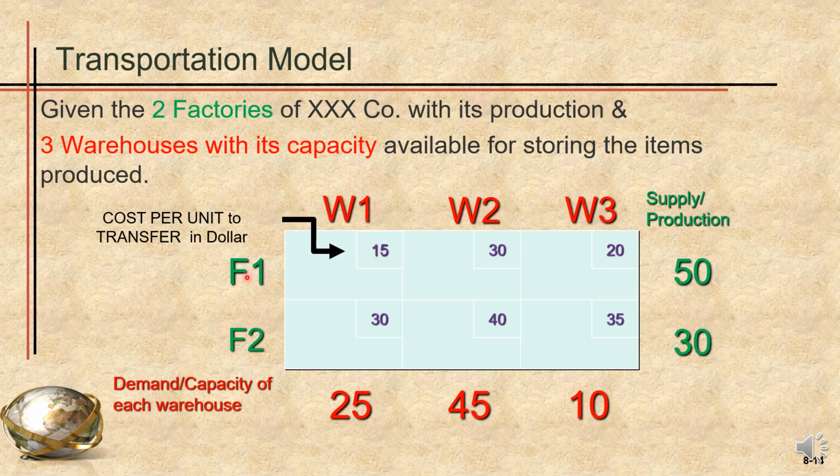Then from factory 1 to warehouse 2, that will be 30. Factory 1 to warehouse 3, that will be 20. Factory 2 to warehouse 1, 30. Factory 2 going to warehouse 2, the cost per unit is 40. Then from factory 2 going to warehouse 3, that will be $35.